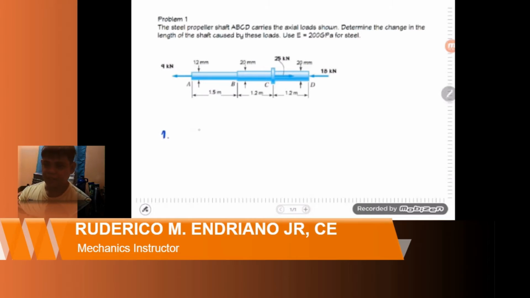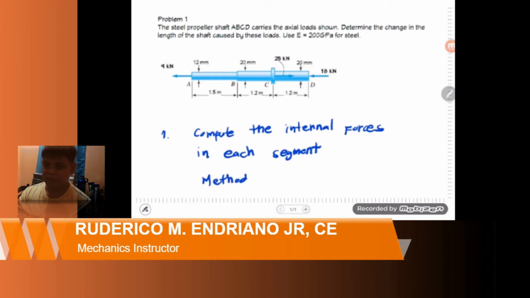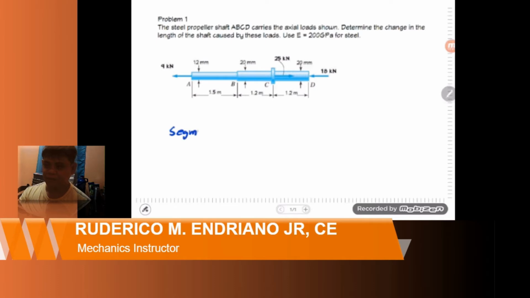The first step to solve this problem is to compute the internal forces for each segment. That means we need to compute the internal force in segment AB, segment BC, and segment CD. There is a method that we're going to use so that we can expose the internal forces in the segments: the method of sections. We will start with segment AB.